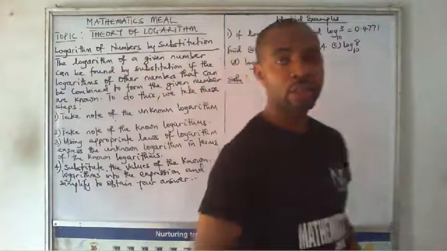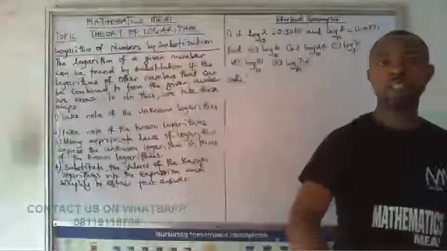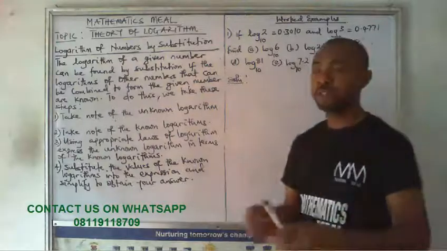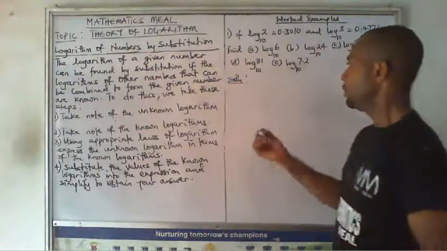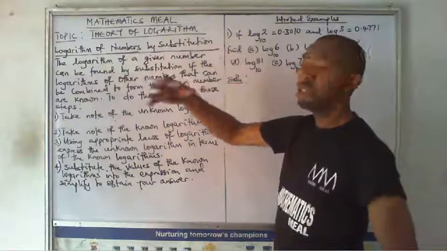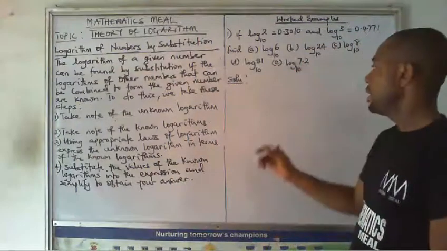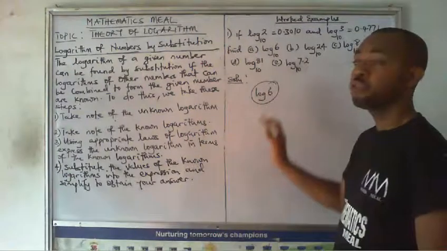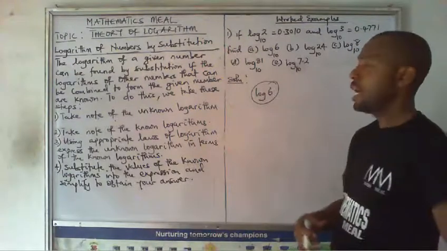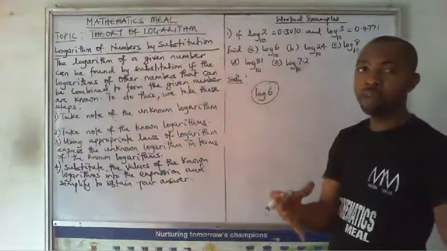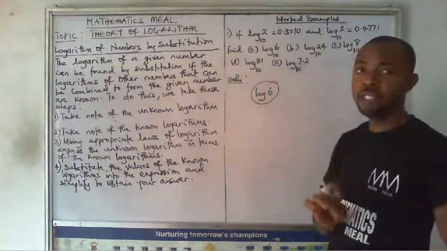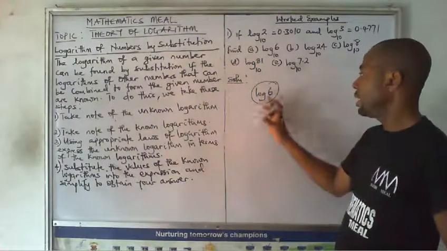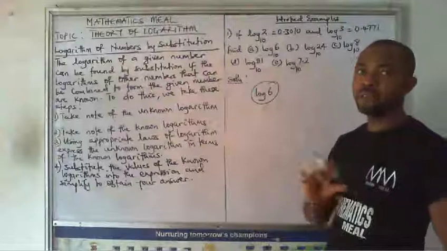Now, we know what substitution is all about. It means to replace. So we can find logarithm of numbers by substitution. If I have a given number, let's say 6, and I want to find the logarithm of 6, I can use the logarithm of other numbers to replace log 6 in a given expression.